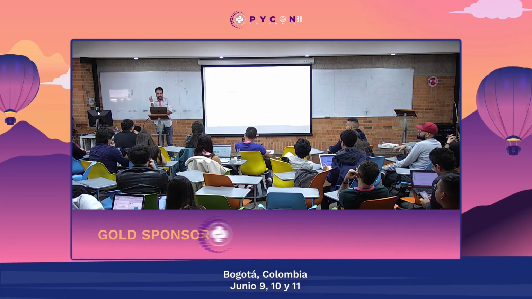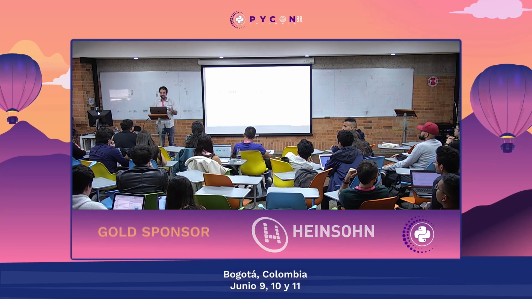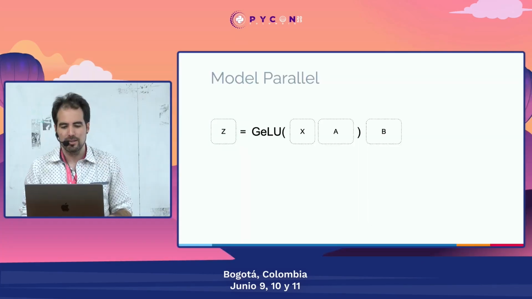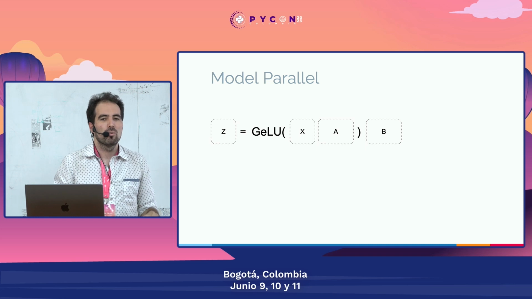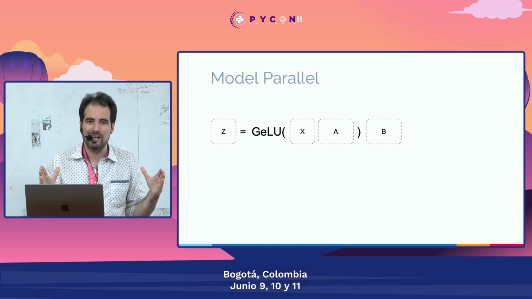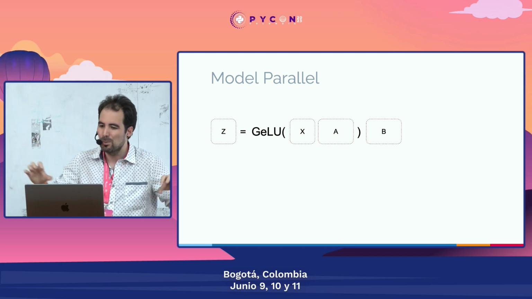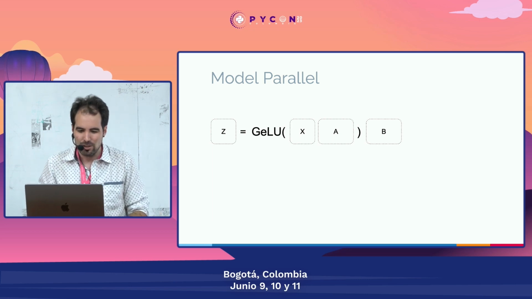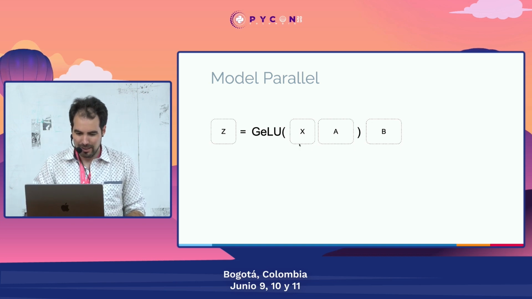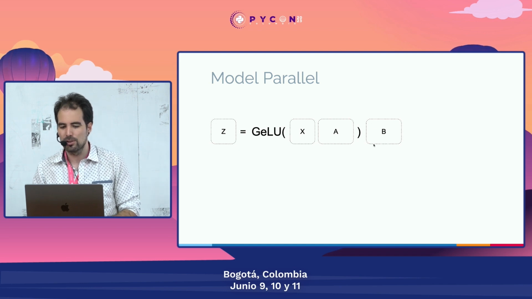So next we're gonna take it up a level, and we're gonna do model parallel, and this is kind of the last thing we're gonna do. With model parallel, instead of splitting the data, we wanna split the model across different devices. So if you have a huge model and you wanna use multiple devices because it doesn't fit. So this is our model: the matrix multiplication, then the GLU, and then the other matrix multiplication.